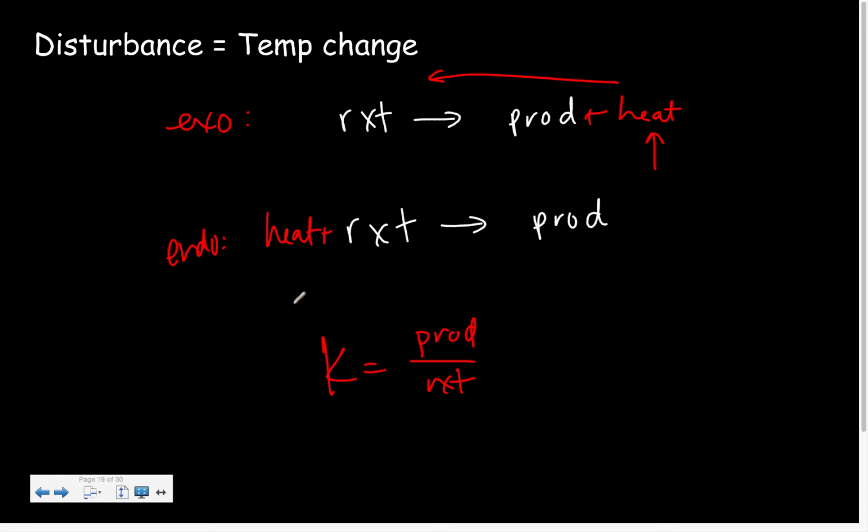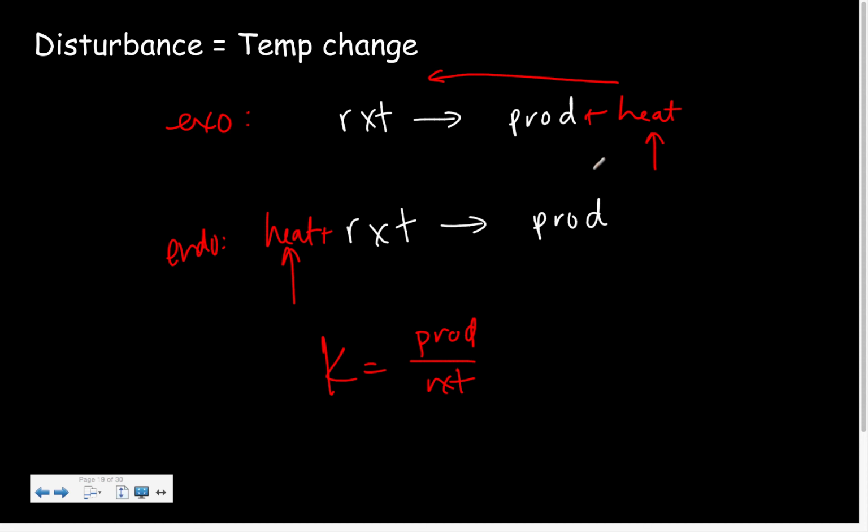For an endo process, if I increase the temperature, again, it's at equilibrium. If I increase the temperature and I add heat, heat is like a reactant, so the system will consume the heat and the reactant to produce more product, leading to an increased value of K. Yes? Increased value of K if we produce more product.